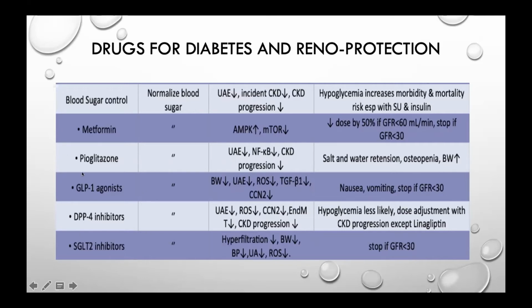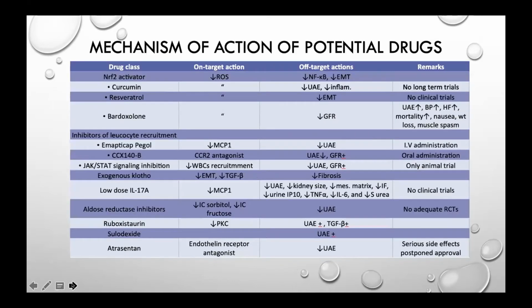weight may increase. GLP-1 receptor agonists, the new drugs on the block, body weight decrease, urinary albumin excretion, reactive oxygen species decrease, but nausea and vomiting can be a troublesome factor, especially in patients with uremic gastritis. You can go up to an eGFR of less than 15 now with GLP-1 receptor agonists. DPP-4 inhibitors, again, doing a lot in the kidneys. Hypoglycemia is less likely because they are causing insulin release in a glucose-dependent fashion. SGLT2 inhibitors, decreasing hyperfiltration, body weight is decreased, blood pressure, urinary albumin excretion, reactive oxygen species decreased, but you can go till an eGFR of 25 with SGLT2 inhibitors.